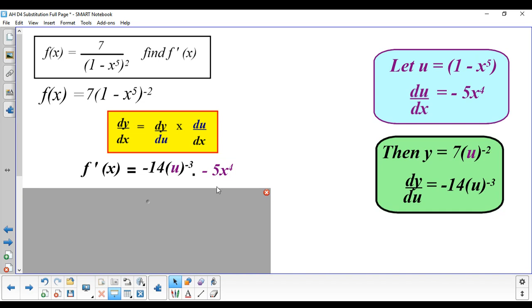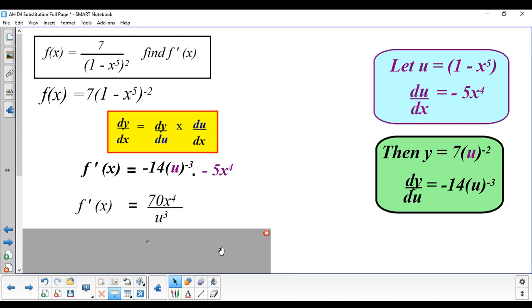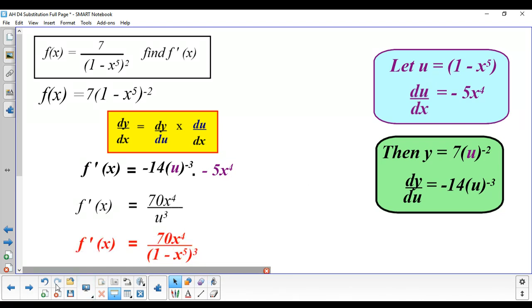Minus minus turns to plus, the numbers multiplied give you 70. I'll keep x to the 4 upstairs, but I'll bring that down as a negative and just make it positive. And lastly, you know that u is 1 minus x to the 5, so you can write it like that. That's perhaps when you would like to start using substitution. You can use it at any time. If you can use the chain rule mentally, that's fine too.